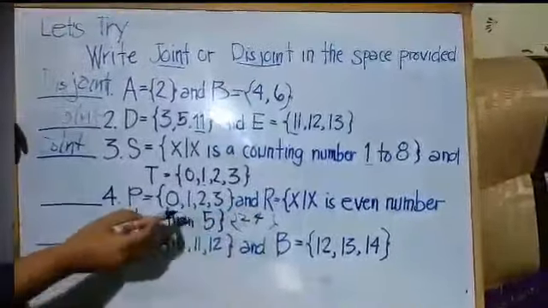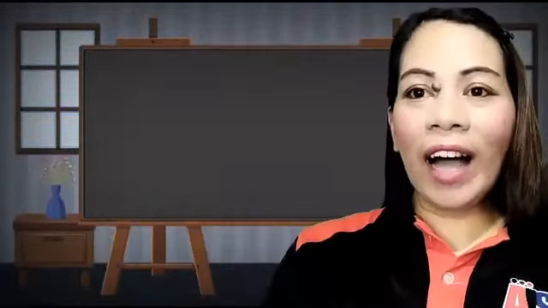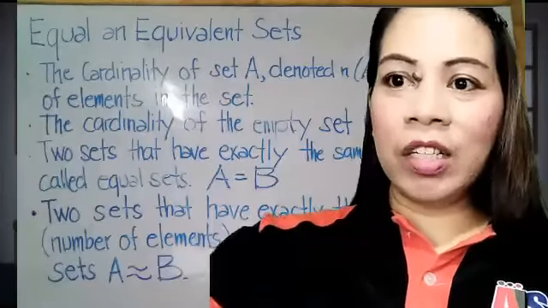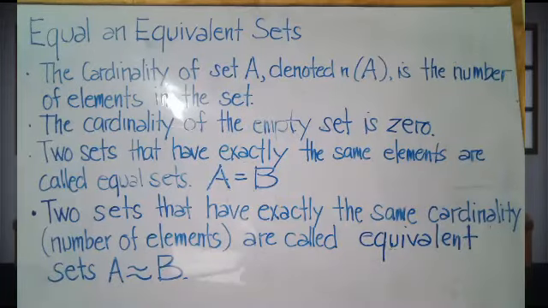After this topic, we will also learn equal and equivalent sets, with the learning competency: determine whether the set is equal or equivalent. The cardinality of A, denoted n(A), is the number of elements in the set. The cardinality of the empty set is 0.